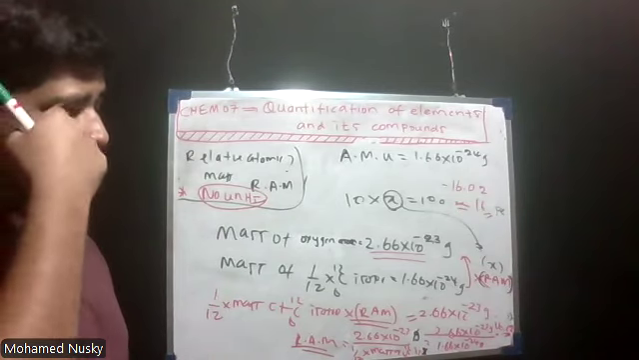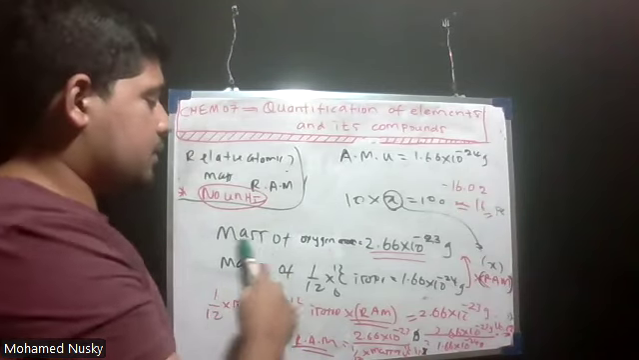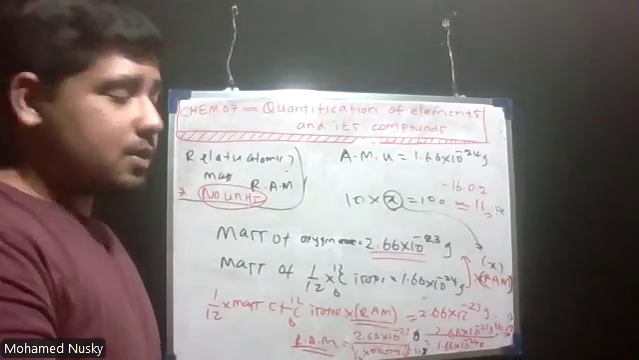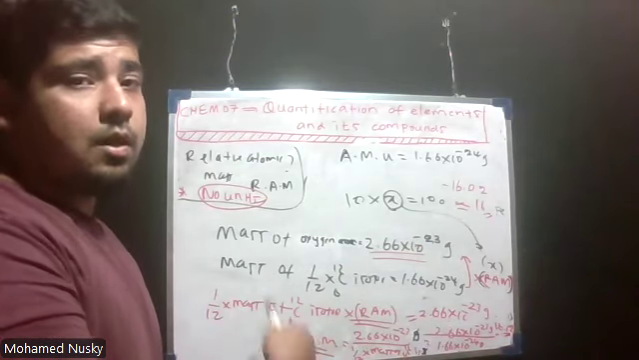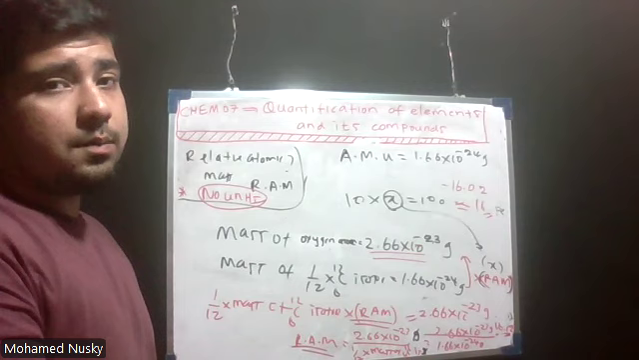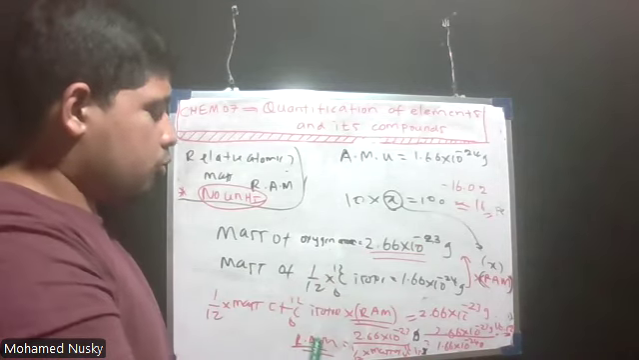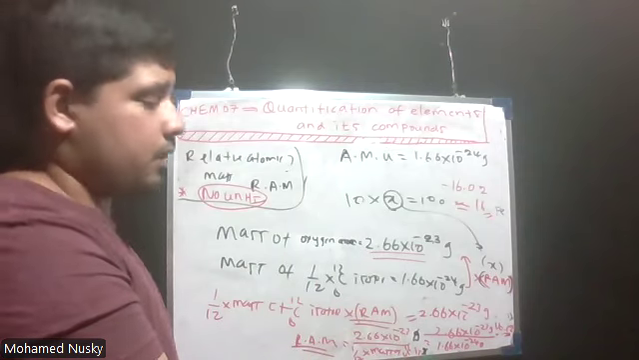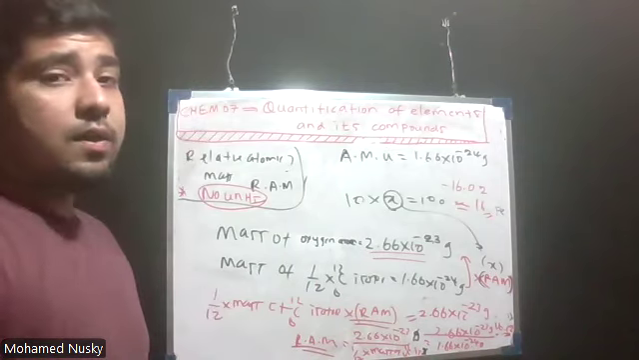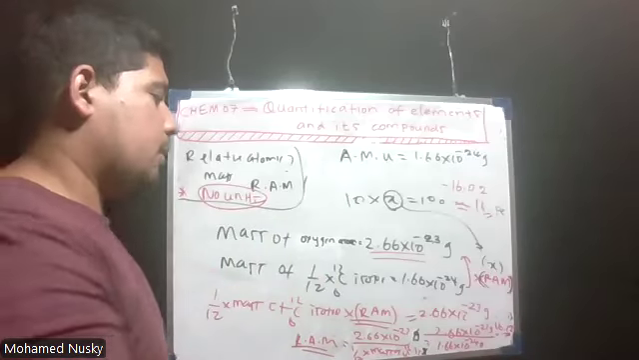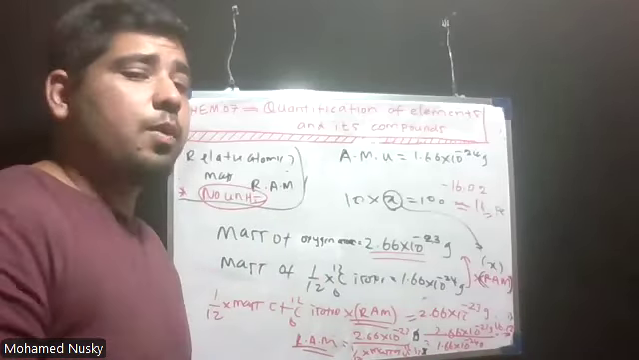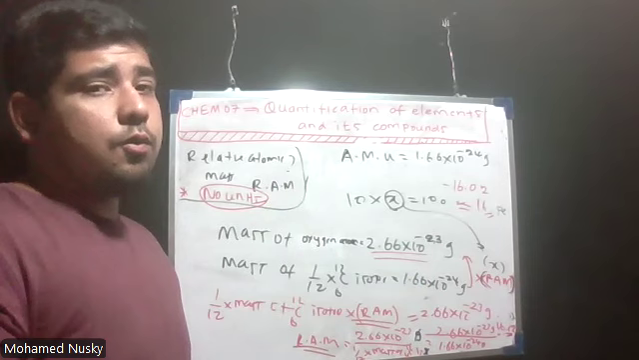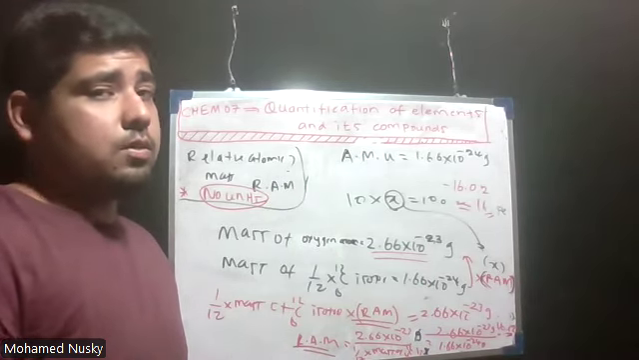So what is the true mass? True mass is this. Relative atomic mass is not the true mass. What is relative atomic mass? This is relative atomic mass. So the relative atomic mass of the oxygen atom in this example which I have taken is 16.02. The true mass of the oxygen atom is 2.66 into 10 to the power minus 23 gram. Therefore, relative atomic mass is not the true mass, that you should know.